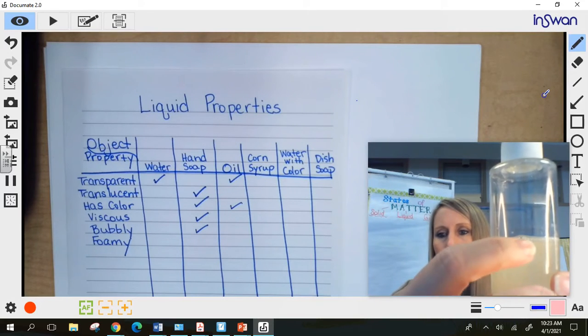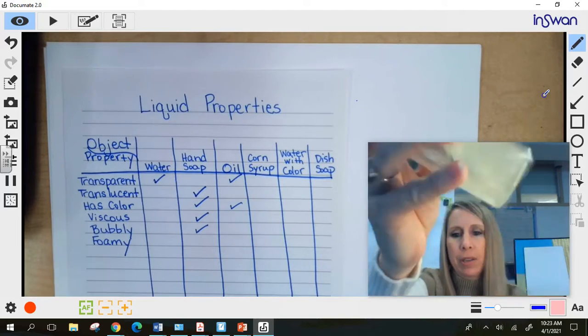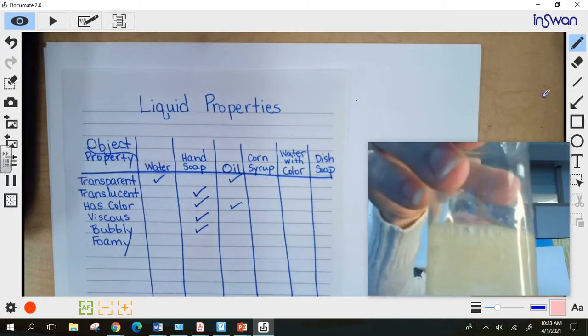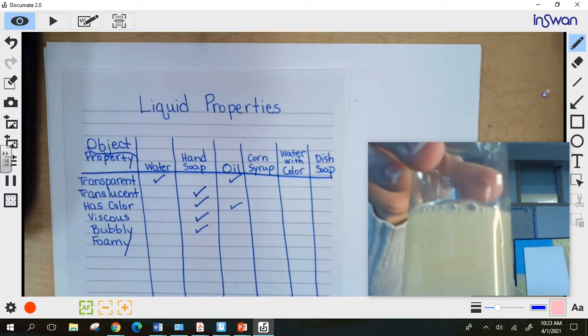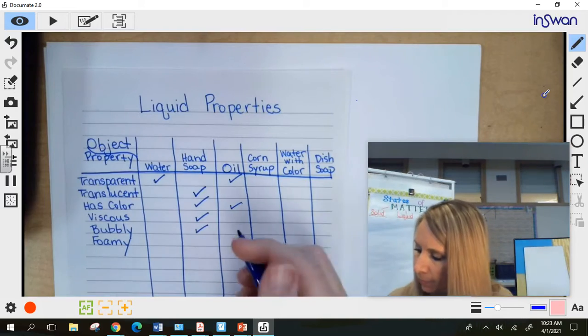Do you see this small layer right up here? There is a small layer of foam. So if you want to mark both, that's up to you. It's a very small layer of foam, but mostly bubbly.